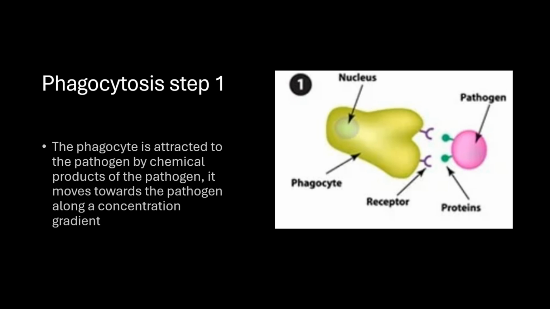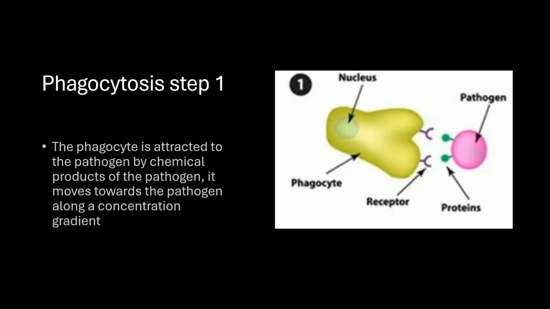Phagocytosis, yeah. So let's talk about phagocytosis. A phagocyte is attracted to a pathogen, yeah, by chemical products of the pathogen. So the pathogen is releasing chemicals, and obviously the phagocyte senses that and starts getting attracted to that. It likes what's leaking out of there. You get me? So it starts moving towards that, yeah, down a concentration gradient, of course.